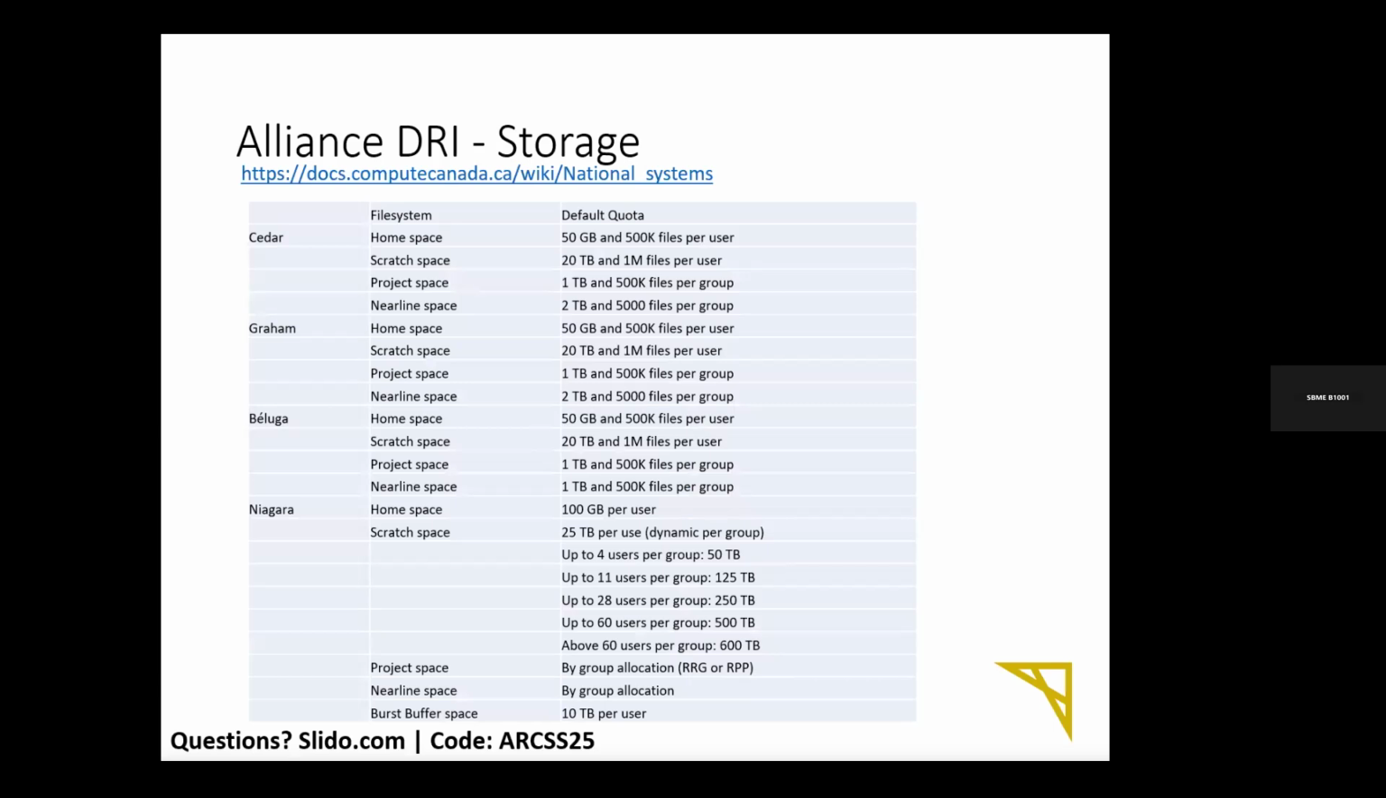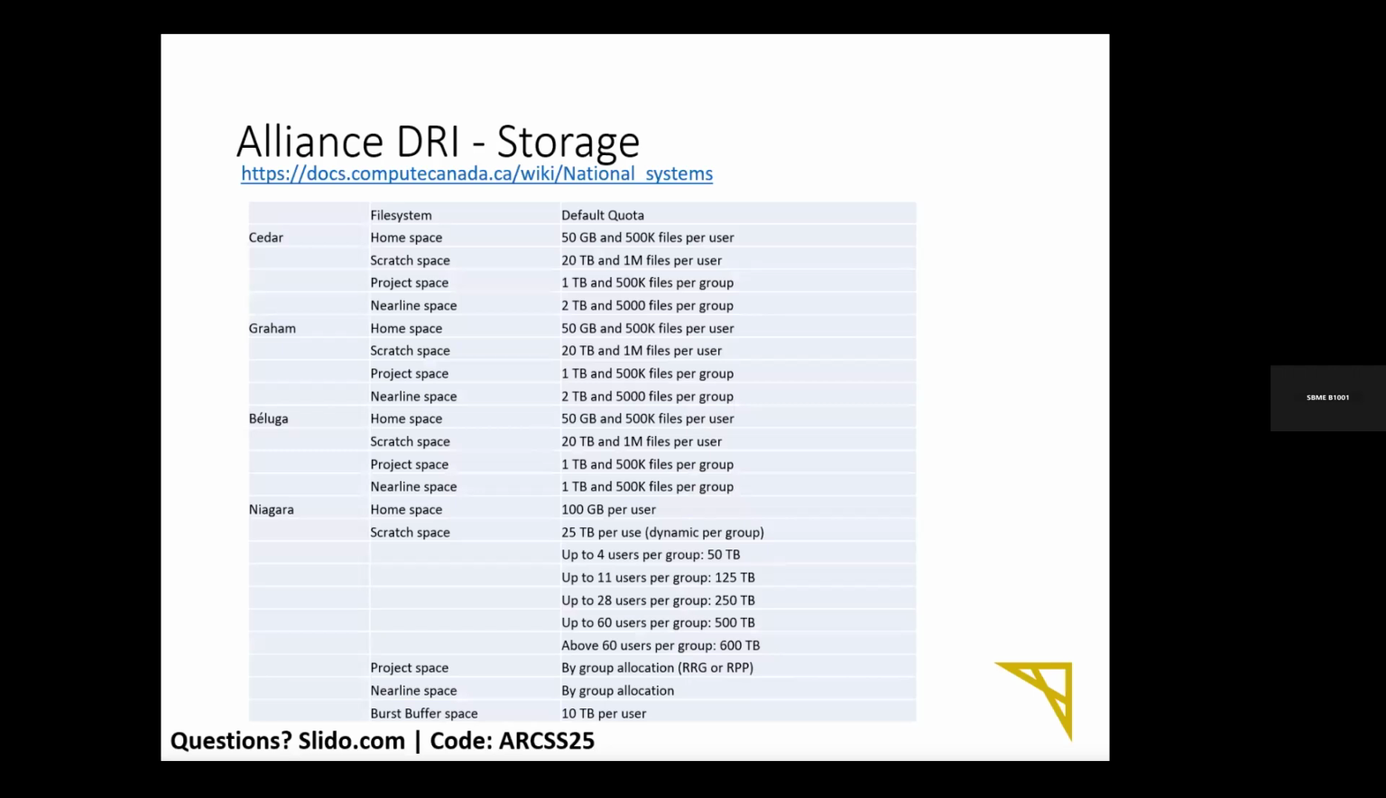Storage is one big use case. There's a lot of storage that's provided on these systems just with the default quotas. You can request more using the rack competition that Michael mentioned earlier, but just by default, you get 50 gigabytes in your home drive. You get 20 terabytes in your scratch space. And what scratch space is, it's just a high-speed parallel file system for storing temporary data and computational results.